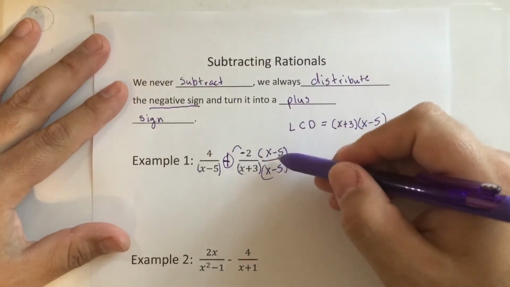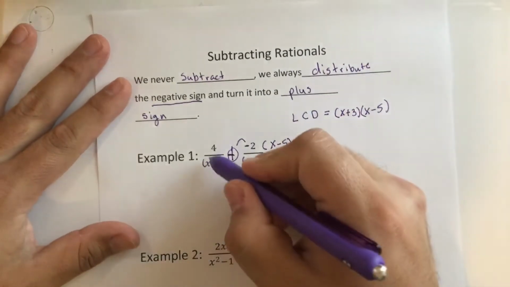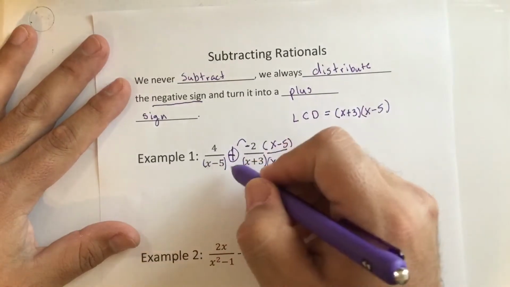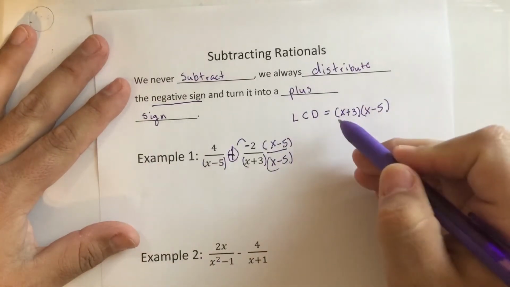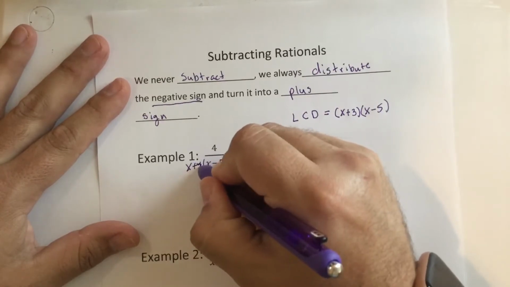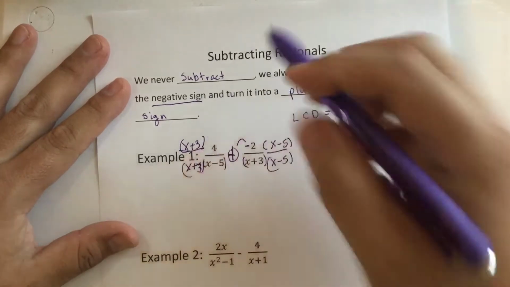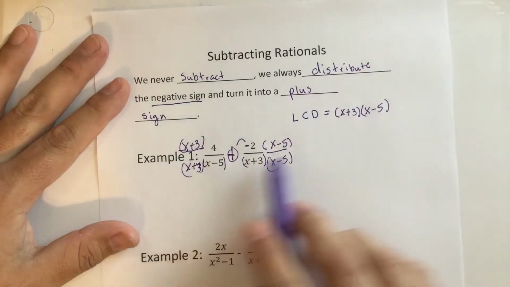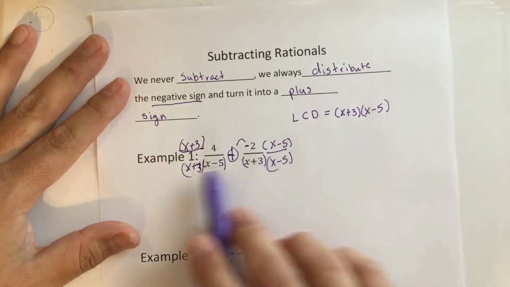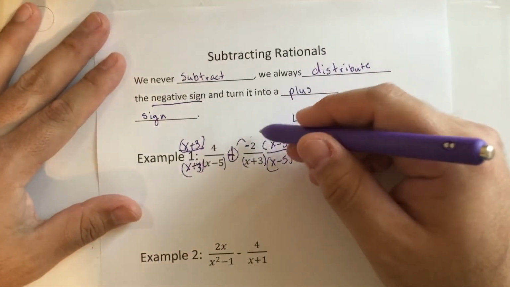So because I multiplied this side times x minus 5, now I have my LCD here. But notice on this side, I'm missing the other piece as well. Well, I have the x minus 5, but I don't have the x plus 3. So I multiplied the bottom times x plus 3 and the top times x plus 3. Okay, now I have my LCD here. See? x plus 3, x minus 5, x plus 3, x minus 5. So now after we do this, we just distribute and we add.